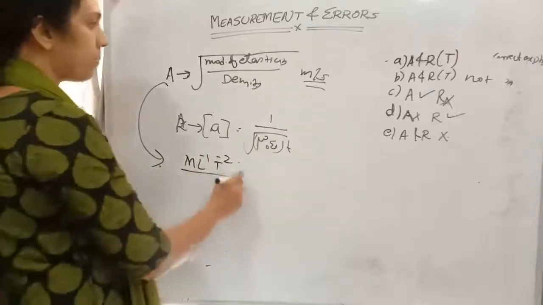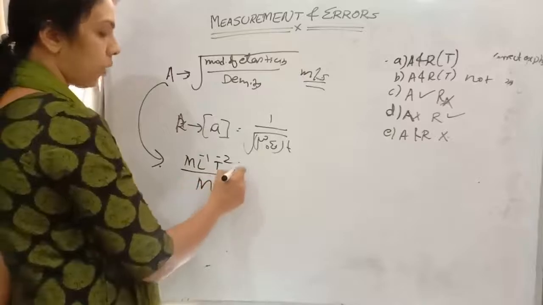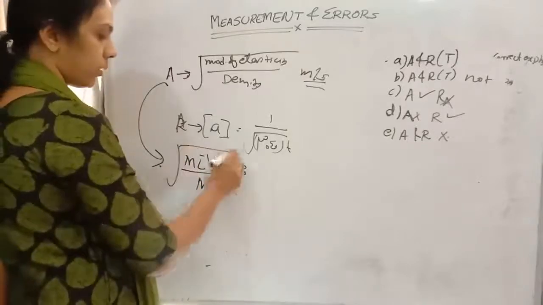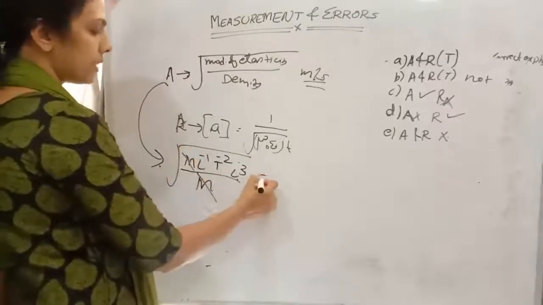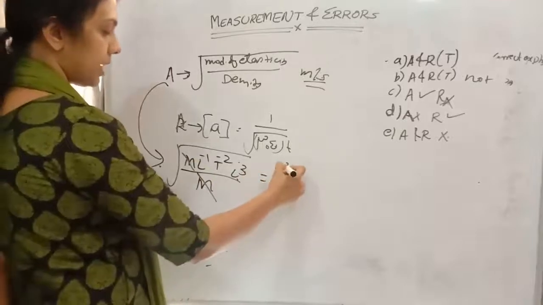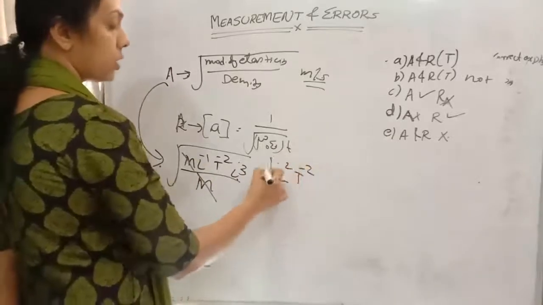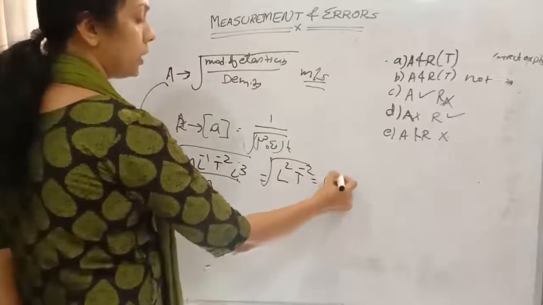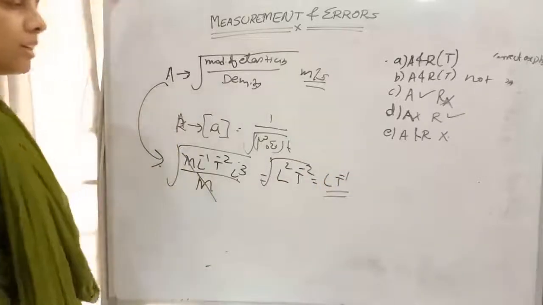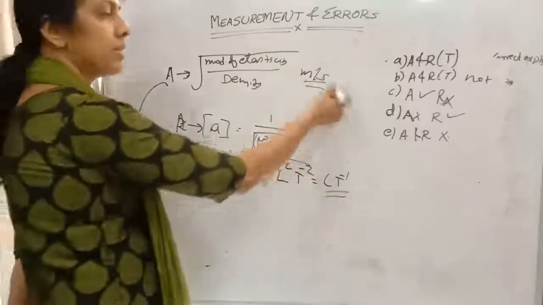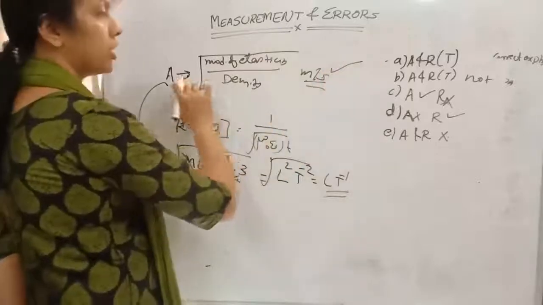Divided by density, which is mass by volume, M L to the power minus 3, under the square root. M and M will get cancelled. So here we will get L square T to the power minus 2 under root. So L T to the power minus 1. Clear? So it is meter per second. It's correct only. So assertion is true.